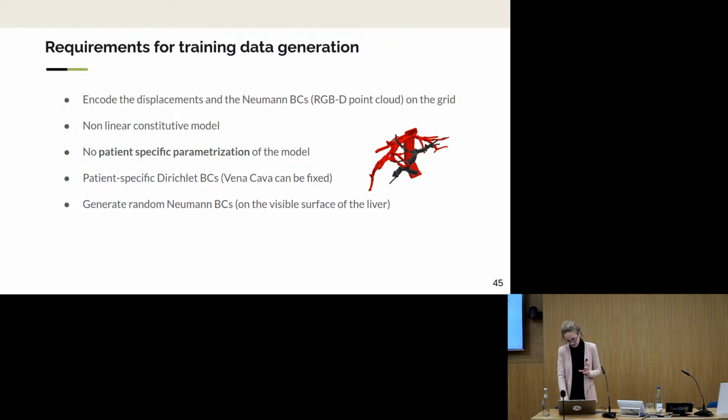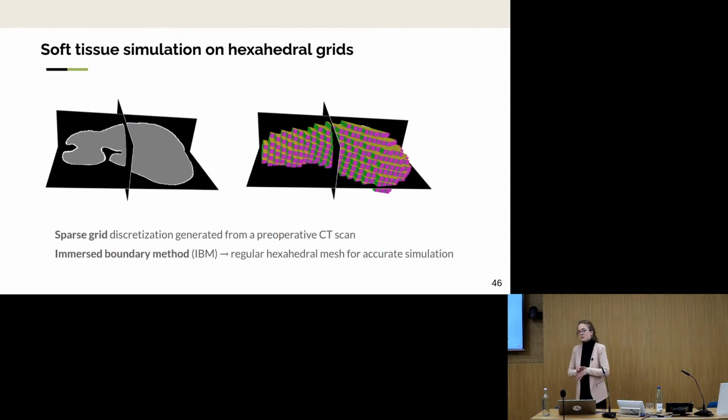So first, the encoding of the displacements on the grid. We will do exactly as in the breast scenario. We will immerse the surface of the organ in a sparse grid discretization, and we will use an immersed boundary method for accurate simulations.